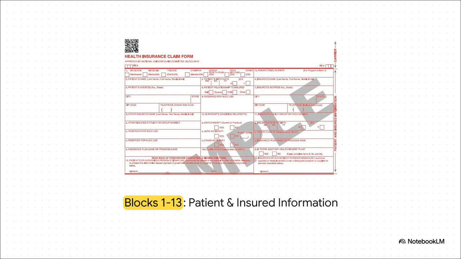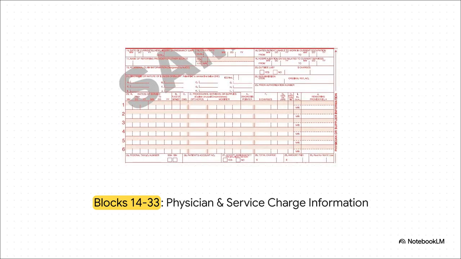for their care. Then, as we move down to blocks 14 through 33, the focus shifts entirely away from the patient and onto the healthcare provider. This section outlines the specific medical services rendered, the diagnosis codes, dates of service, the provider's NPI, and of course, the financial charges. Basically, this half tells the complete story of the medical visit itself.